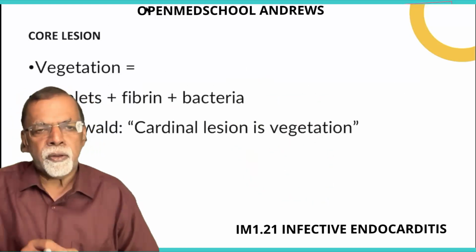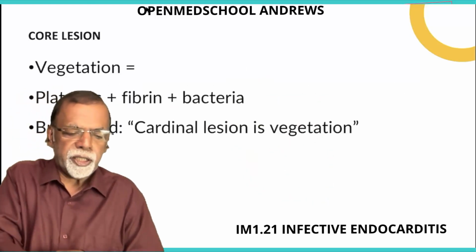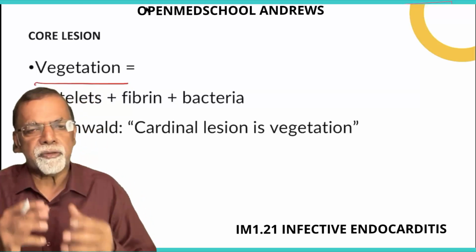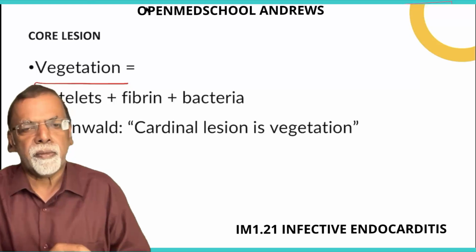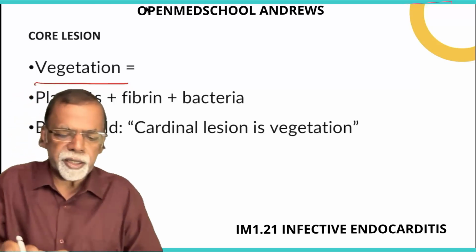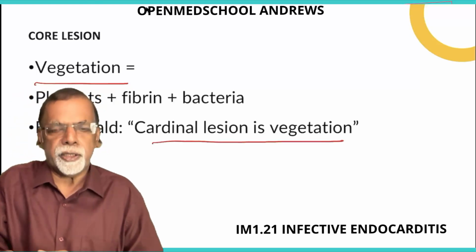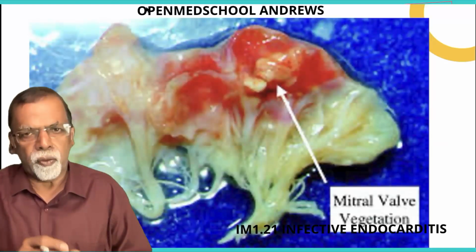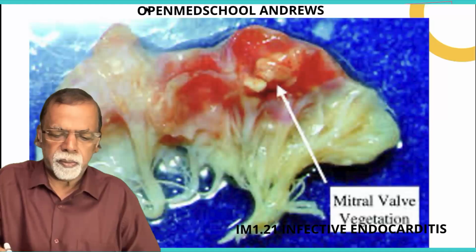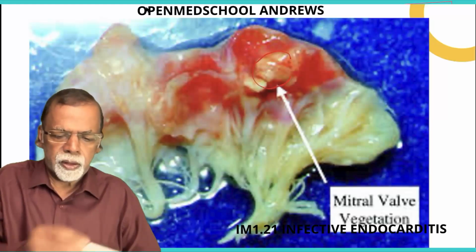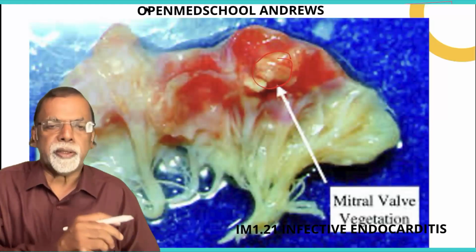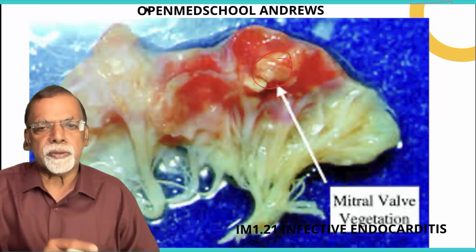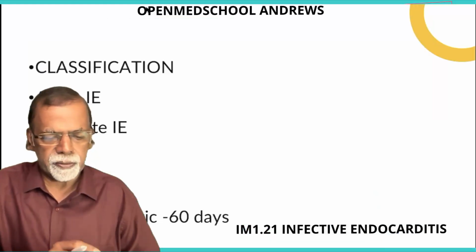The core lesion of infective endocarditis is the formation of vegetation. What is a vegetation? Vegetation is a mixture of platelets, fibrin and bacteria. Braunwald says the cardinal lesion of endocarditis is the vegetation. So this usually occurs on the valves. Here you can see in the mitral valve the vegetations are there. This is one of the major criteria for making a diagnosis of infective endocarditis.